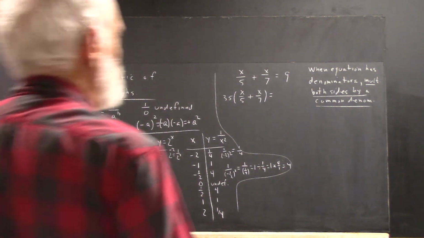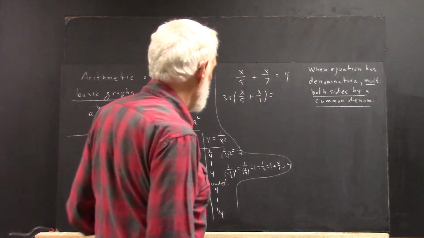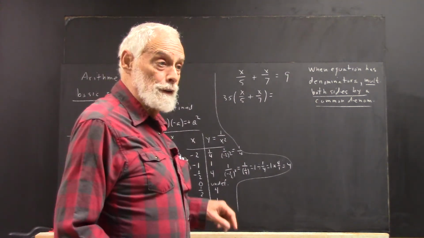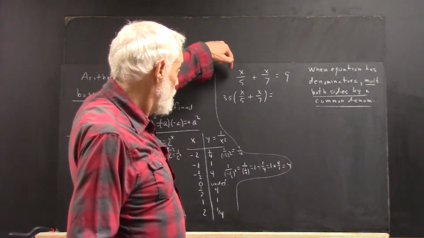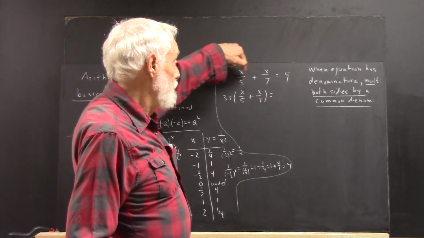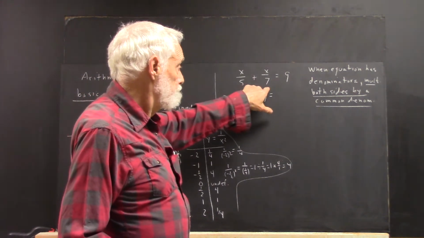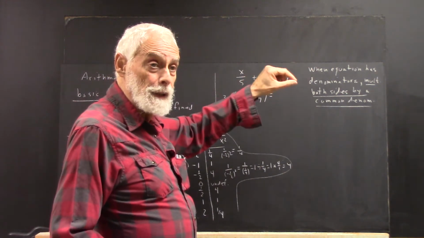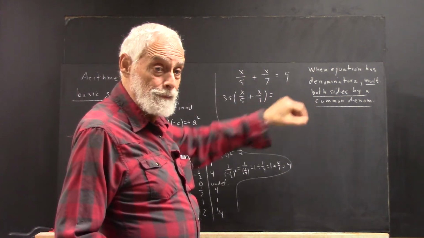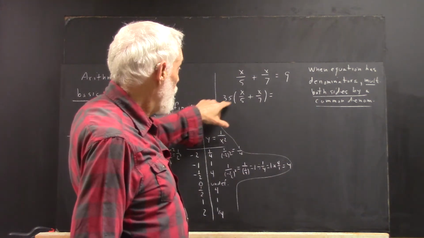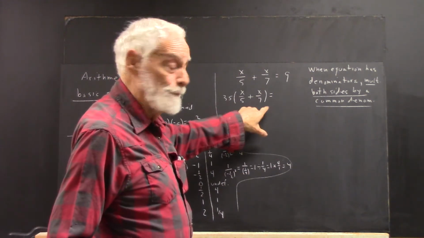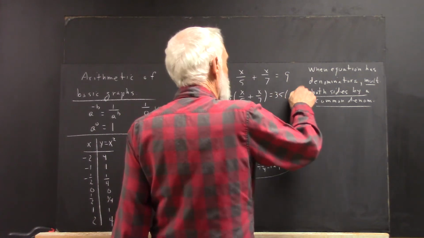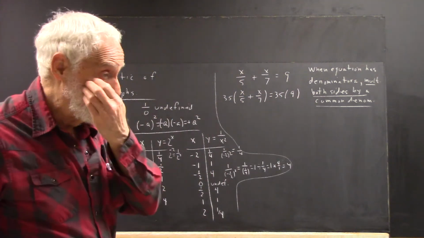Okay, so another error I kept seeing on the test, and most of the people in the class made the error, okay? Now, when you see an equation with denominators, you multiply both sides by a common denominator. So here, I've got 35 times this side, right? And I've got 35 times this side, right?